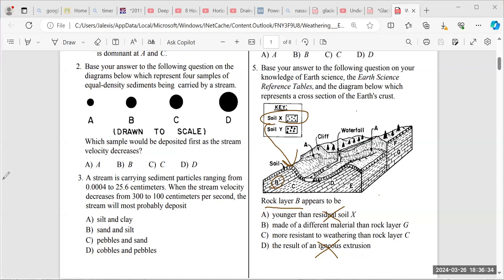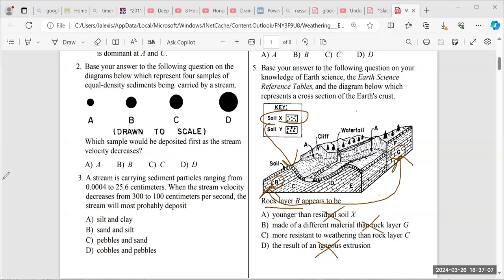Now, when I'm looking, it says made of a different material than rock layer G. When I look at the symbol of B, which looks like bricks, I look at the symbol for G and I see the same symbol. It looks like bricks. So that lets me know B and G is actually made up of the same material. And so my correct answer is C, more resistant to weathering than rock layer C.